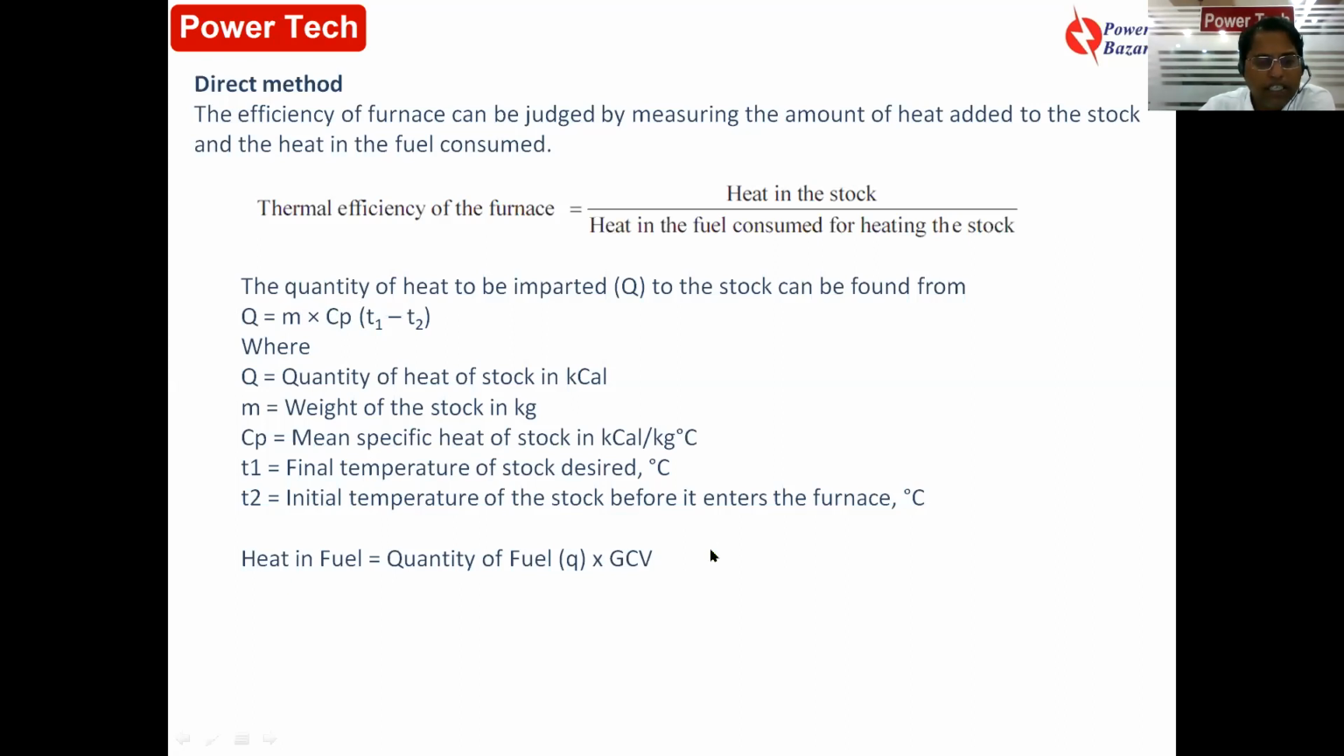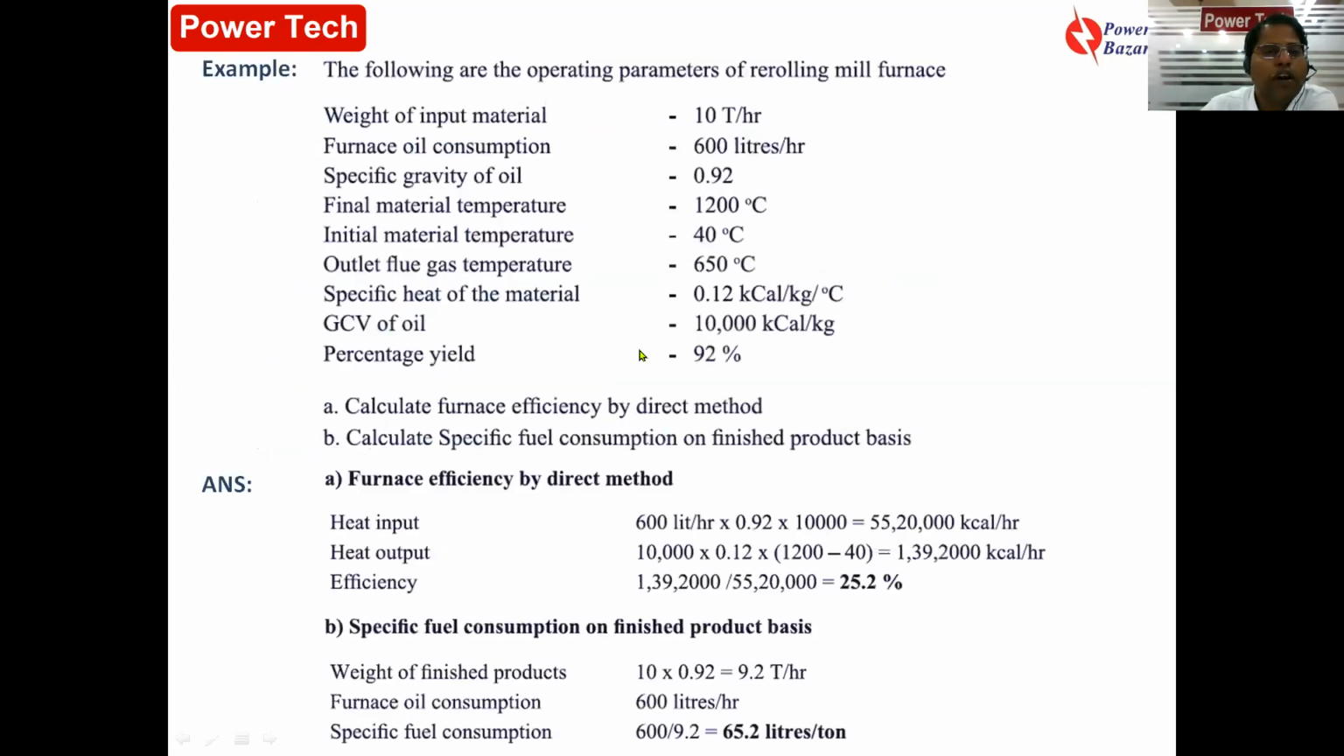Now, what is the heat energy in the fuel? It is the quantity of fuel Q into GCV, the gross calorific value of the fuel. With this, as in a boiler, we can also find out the thermal efficiency of a furnace. Now let us do this example. What are the operating parameters of a re-rolling mill furnace? When you go for an audit exercise, you need to calculate furnace efficiency, so it is easier for you to see how it can be calculated.